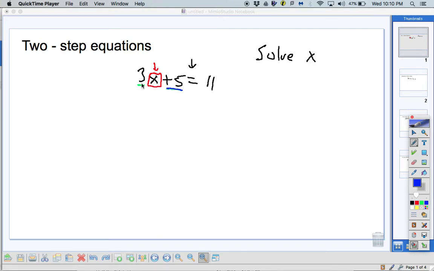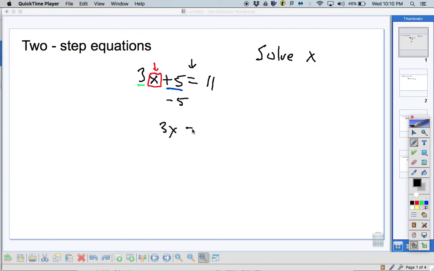Now, you can do either the 3 or the 5, but if you want to make your life easier and avoid fractions as long as possible, you should always deal with this plus or minus first. And we're going to do the opposite of whatever you see here. So if I see a plus 5, we're going to do the opposite of plus 5, which of course is minus 5. And the reason we do that is because we really want a 0 here. And if you do 5 minus 5, you get 0. And 3x plus 0 is simply 3x. So it's really important that this equals 0.